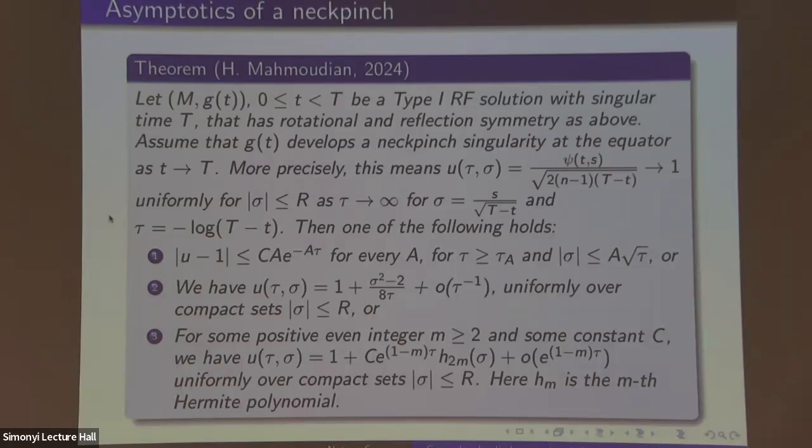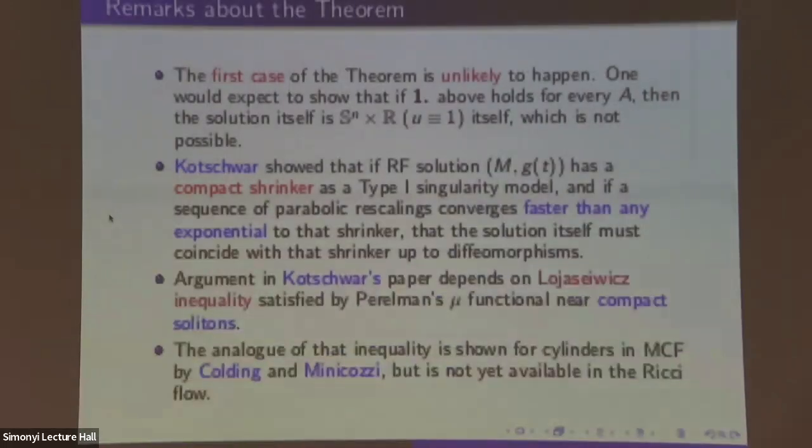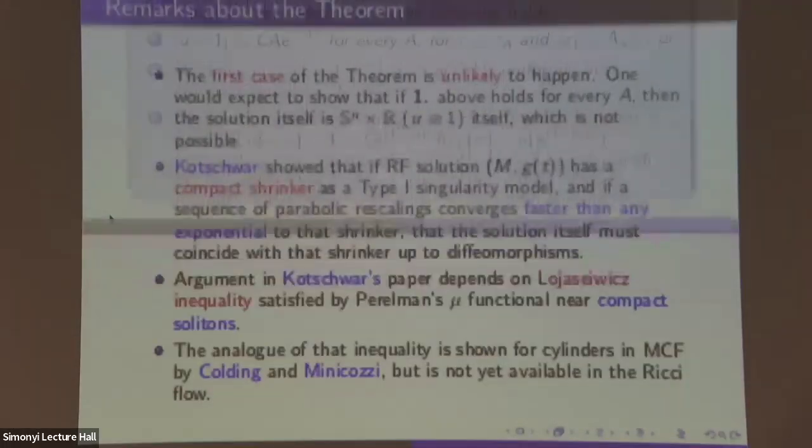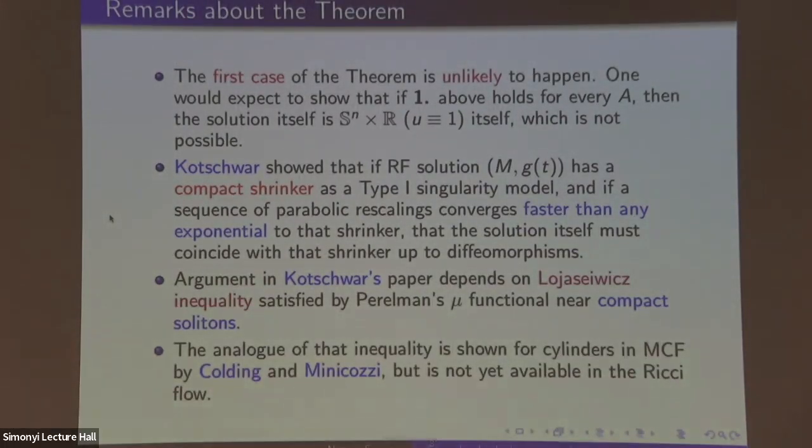So let me just make a comment here. The first case, by which I mean this faster than exponential case, is unlikely to happen. You would expect that if it happens, namely if you have convergence to a cylinder at a rate faster than any exponential, then the solution itself must be a cylinder, which it is not because we start with compact initial data. So you would expect this to be ruled out, but we still don't know how.